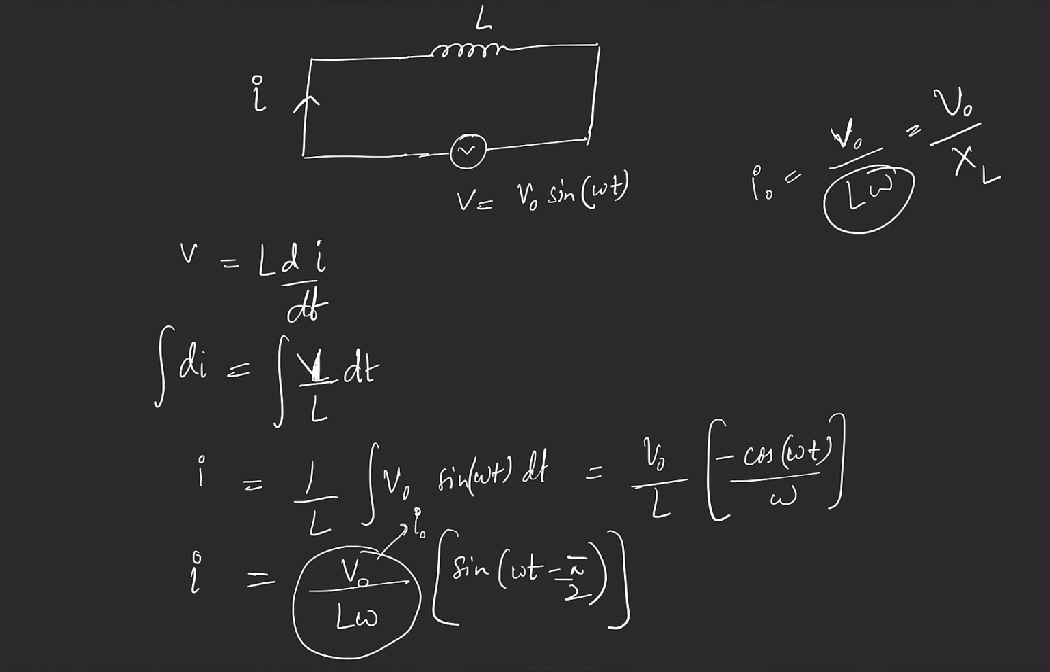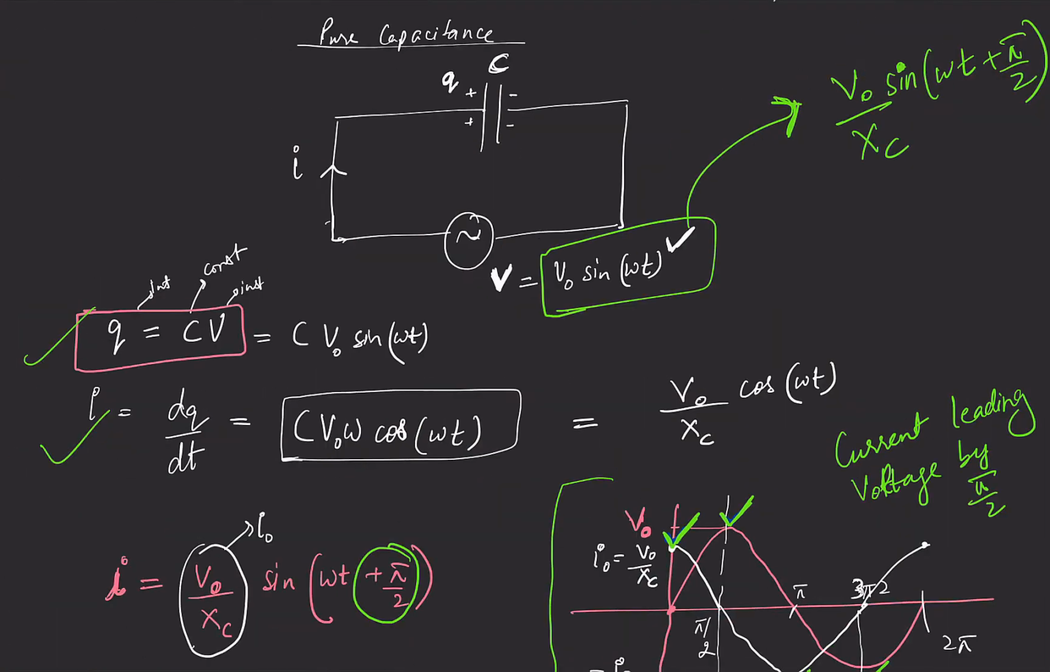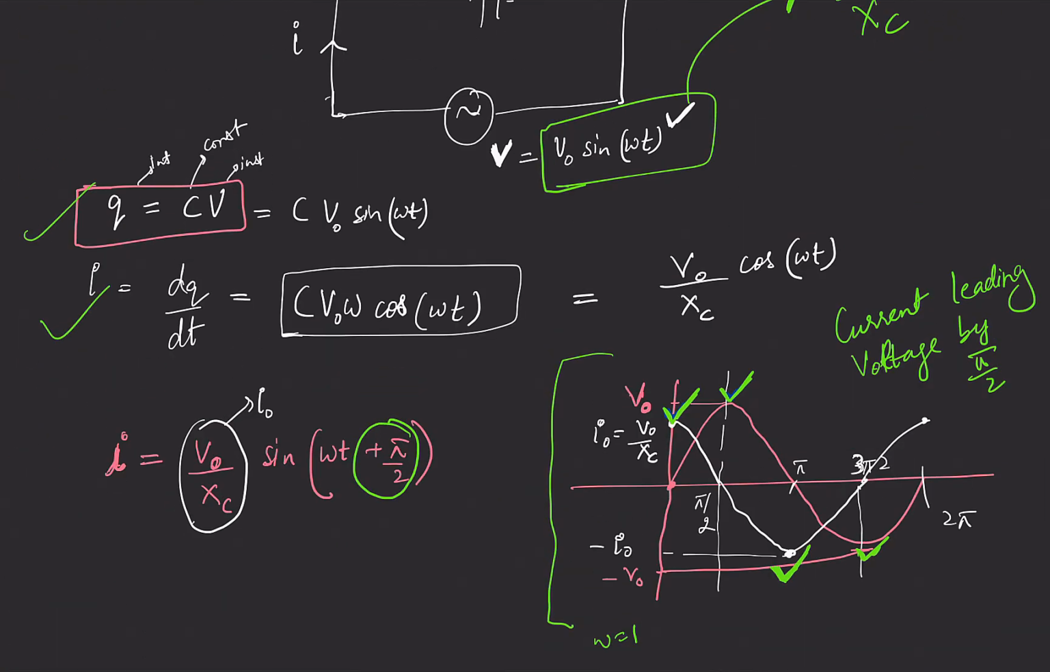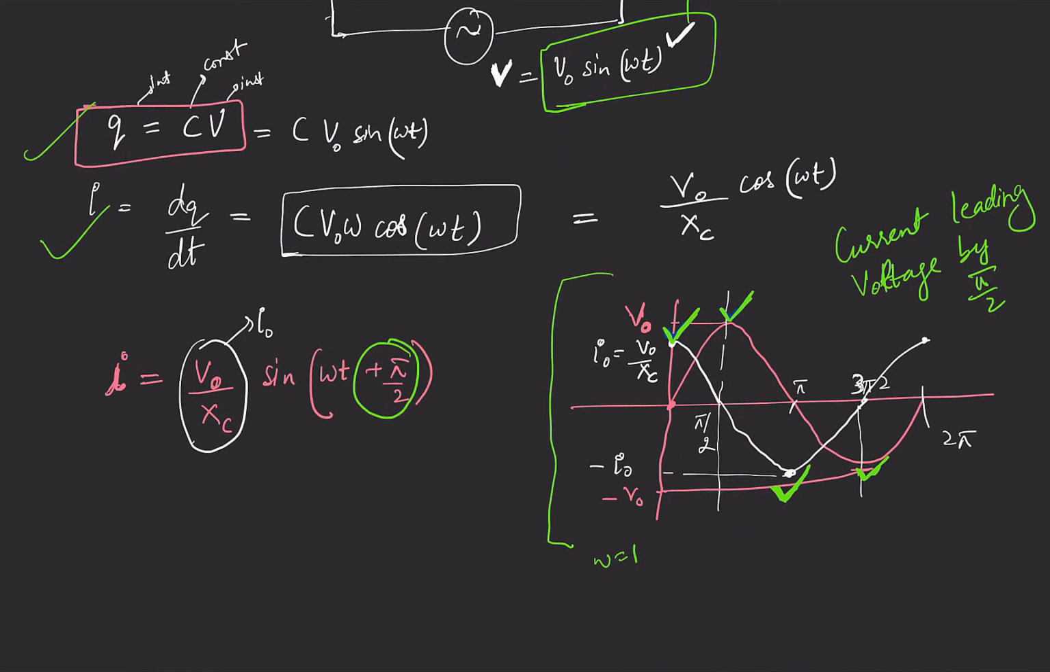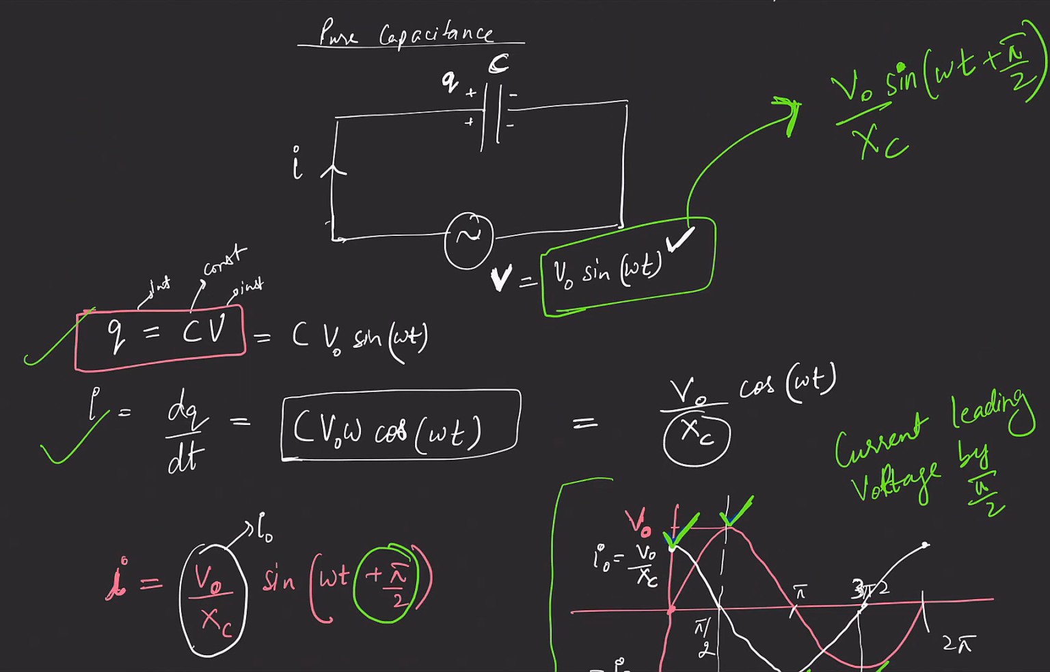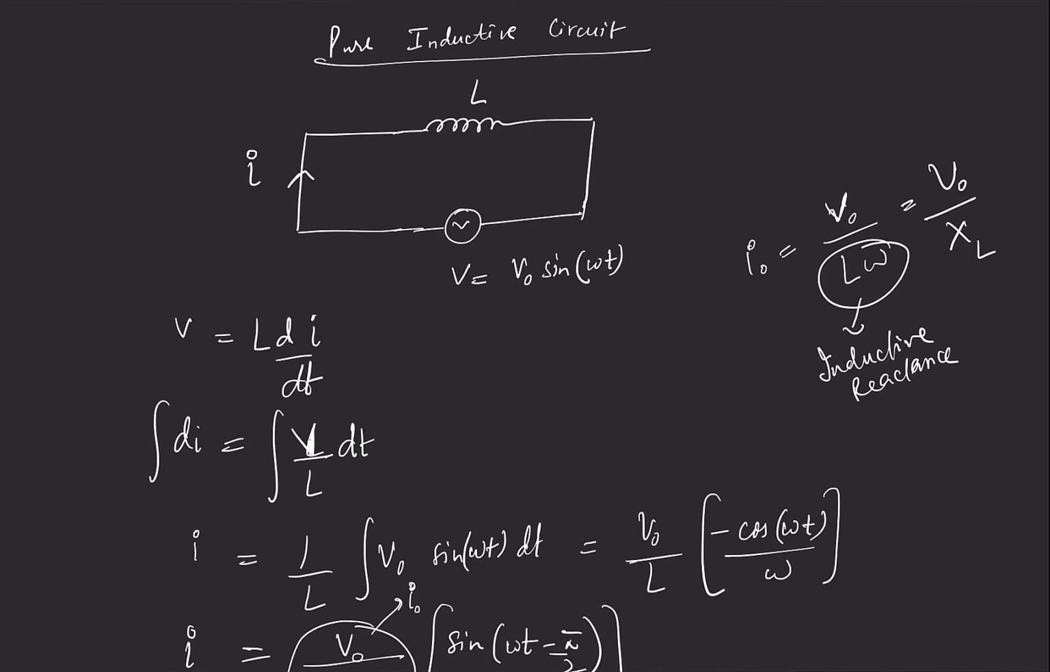Yeah, so we call this L omega inductive reactance. Similarly, we call this XC, which is equal to 1 upon omega C, capacitive reactance. So this is just like naming things.